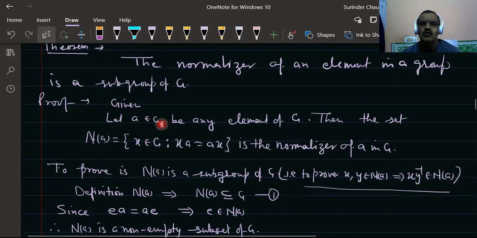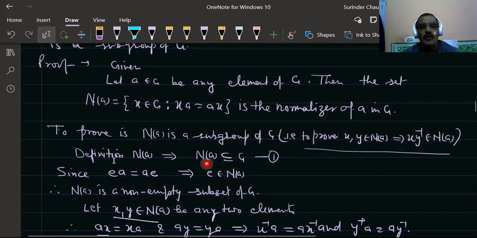Given a in G, the element, the normalizer of a is the set of all x which commute with the element a, and it is denoted Na. What to prove? We have to prove Na is a subgroup of G. That is, Na is non-empty, and with the lemma, if x, y belong to Na, then xy inverse also belongs to Na. By the definition of Na, Na is a subset of G.